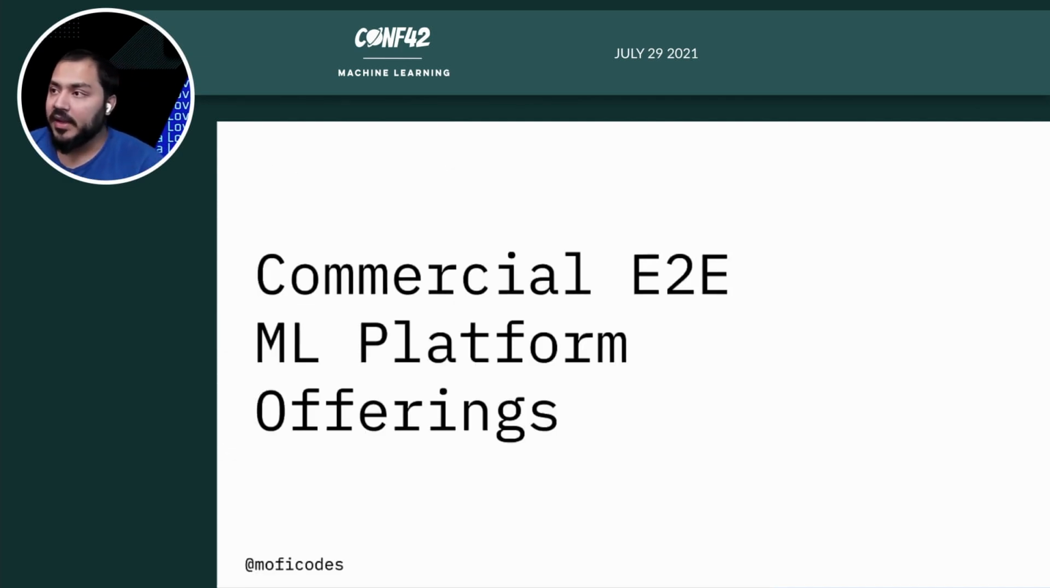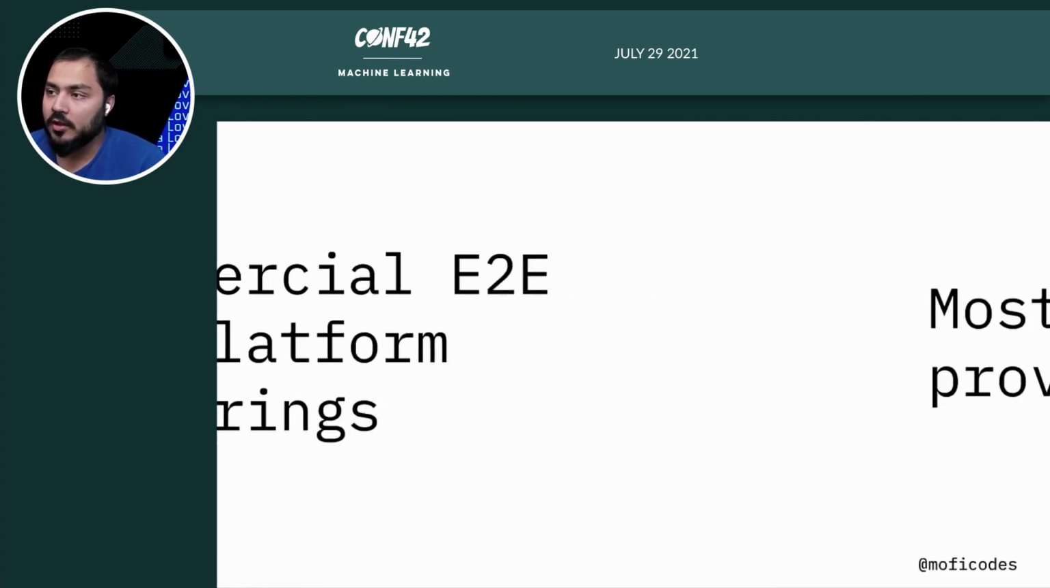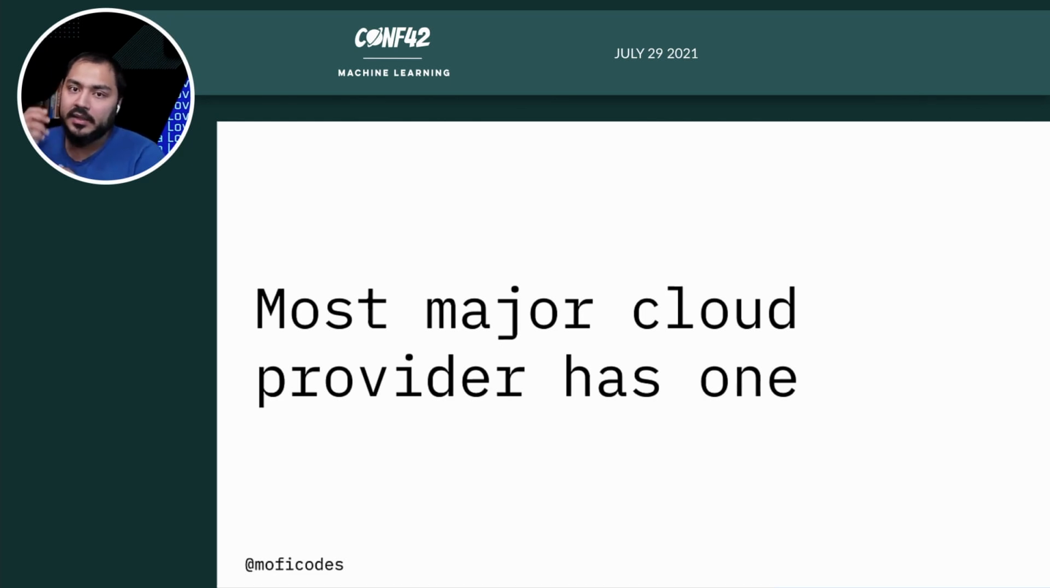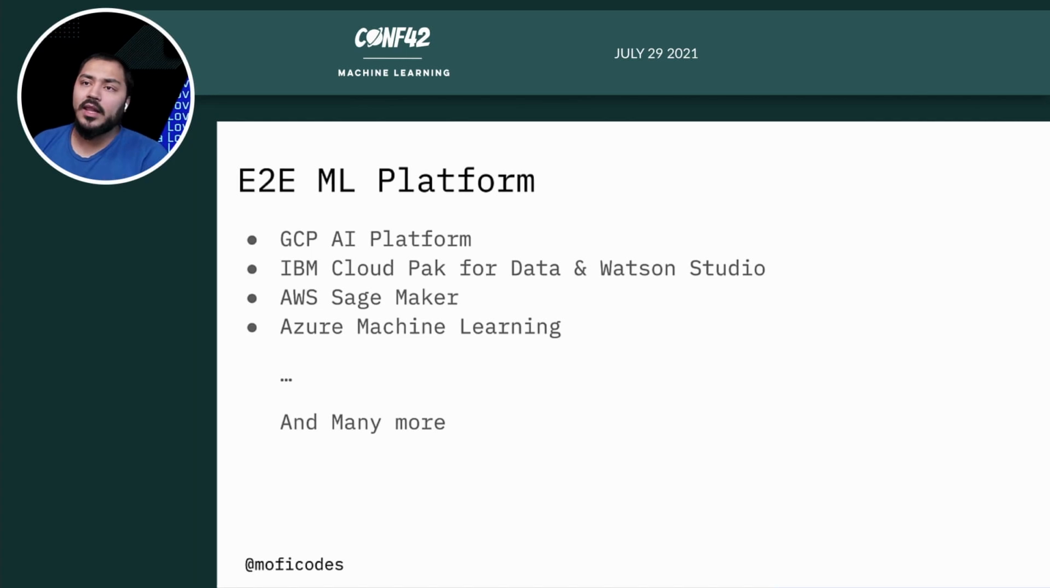There are many commercial end-to-end machine learning offerings out there, and almost all major cloud providers have one. Other than that, you also have a bunch of third-party companies providing machine learning platform as a service that you can use. For example, you have Google Cloud AI Platform. I happen to work for IBM. We have a couple: IBM Cloud Pak for Data, Watson Studio. AWS happens to have SageMaker and many other services. And you have Azure Machine Learning Platform. And again, as I said, there are many more third-party companies providing this as a service.